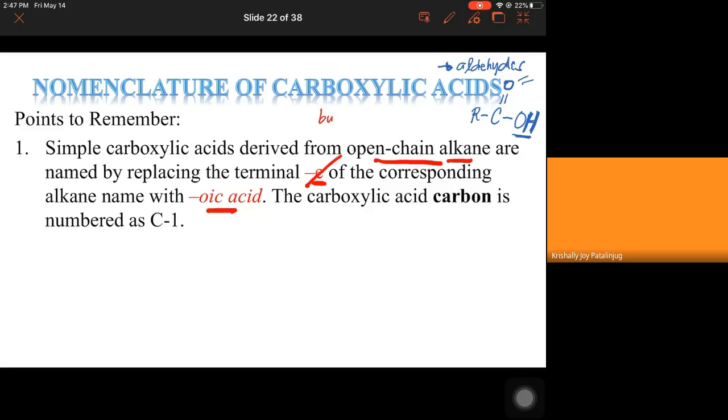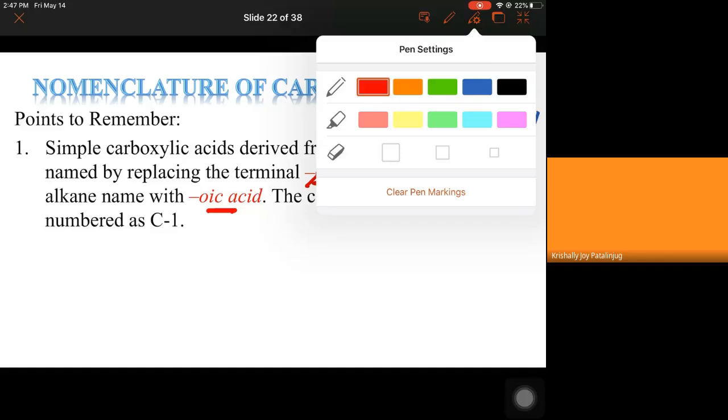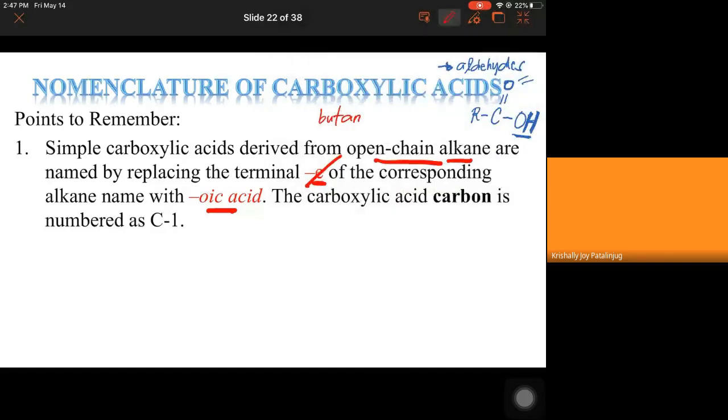So from butane, change the E to oic space acid. That would be the parent. And always take note, the carbon of the carboxylic acid is always numbered as carbon 1 in numbering. It is always number 1, then so on, carbon 2, 3, 4, etc., along the longest parent chain.